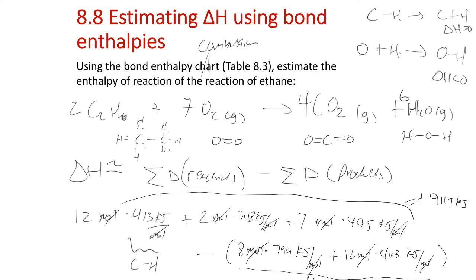Yes? So for the carbon-carbon bond, would there only be two, or would there just be four? I think there would be two, because each molecule just has one bond. So there's one carbon-carbon single bond per molecule. So I got minus 2831.